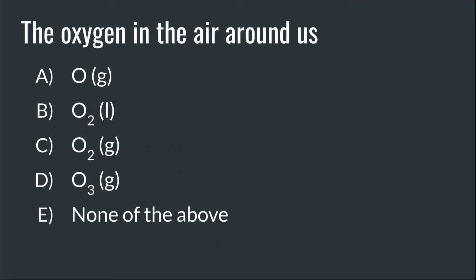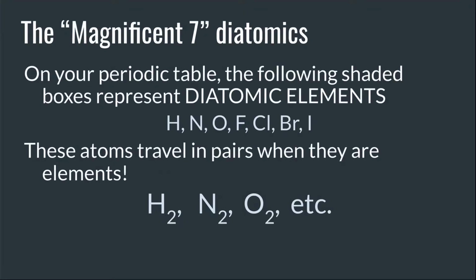The correct answer is C, O2 gas. So you may be asking yourself, why is oxygen written as O2 instead of like O on its own, because in the air it's in its elemental form? That is because oxygen is one of 7 diatomic elements. There are 7 diatomic elements. When in their elemental state, they exist in a pair. That's what di means. The prefix di means 2, so 2 atoms.